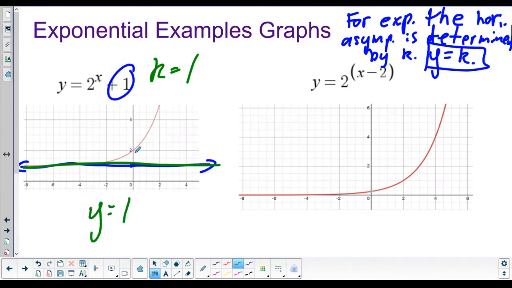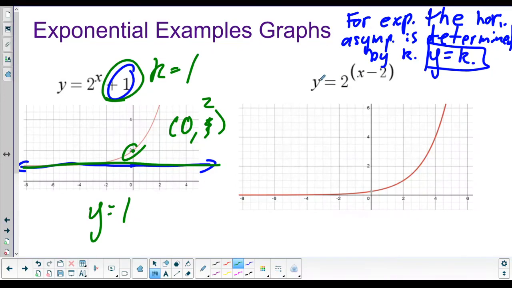And then that point that we always look out for, this one is 1 above the horizontal asymptote, is still right there. Normally it's at 0, 1, but because we've shifted the whole graph up 1, this point got moved up 1.